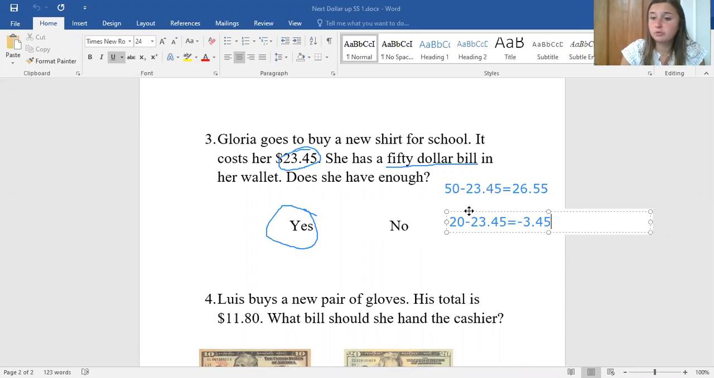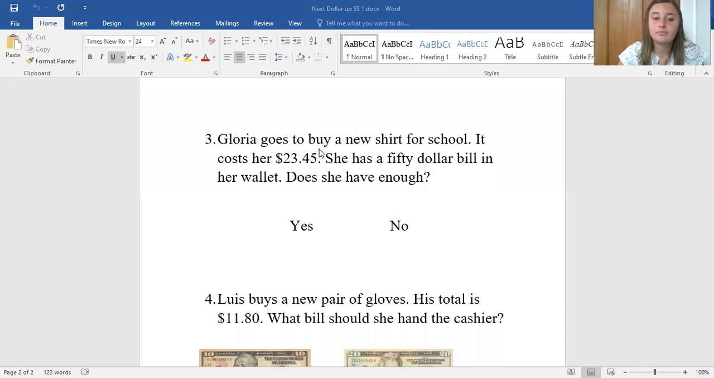So if she had a 20, she wouldn't have enough. So that's a way to use subtraction. If you use a calculator and you see that negative, it means that the person did not have enough money to make the purchase. Just to show you the other way to do it.